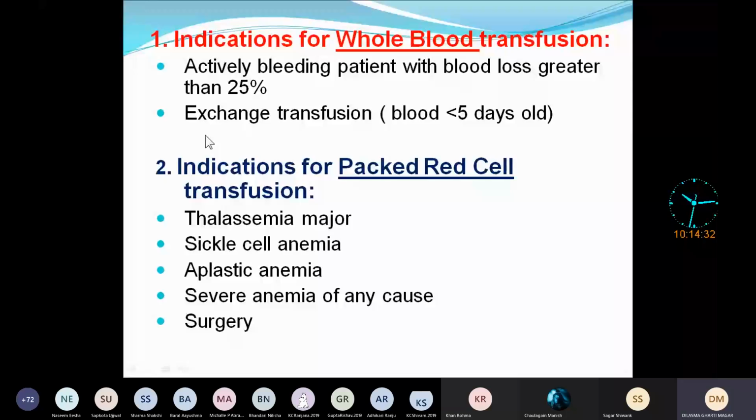Whenever the parasite is more in the RBCs, that time we will remove the person's blood and then we will transfuse the whole blood. So that is known as the exchange transfusion.